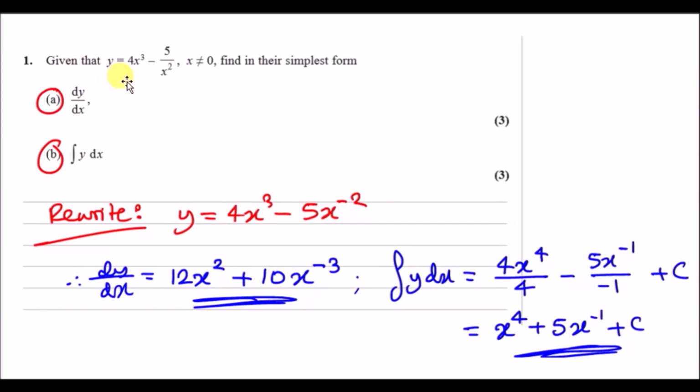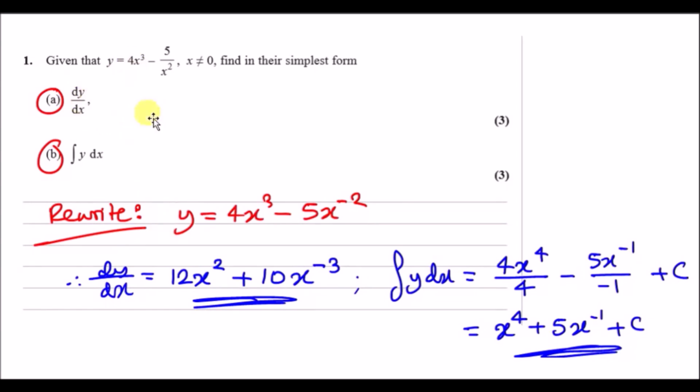Now, given that y equals 4x cubed minus 5 over x squared, where x doesn't equal 0 because it's a fraction, find in their simplest form dy over dx and the integral of y dx. Okay, so for the first one, this is just a formula. This is just called differentiation at the first order.